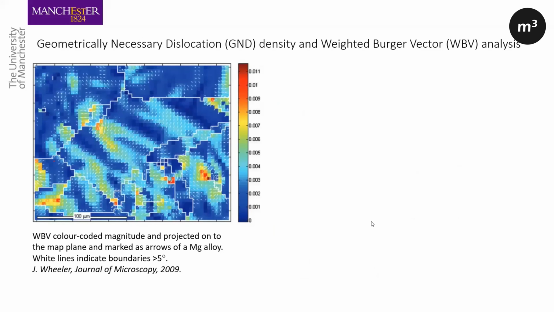So we can use those misorientations to look at dislocation densities, because a curvature in the lattice is formed by accumulation of dislocations, and it can be calculated how many dislocations would lead to these, and those are known as geometrically necessary dislocations. And here's a map which was calculated by John Wheeler, where he's showing the color codes of density of the dislocations, but also the arrows, the weighted Burgers vector. So he accumulated dislocations. Where is the general direction of the Burgers vector?